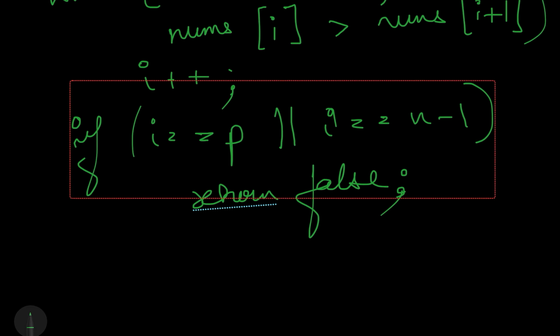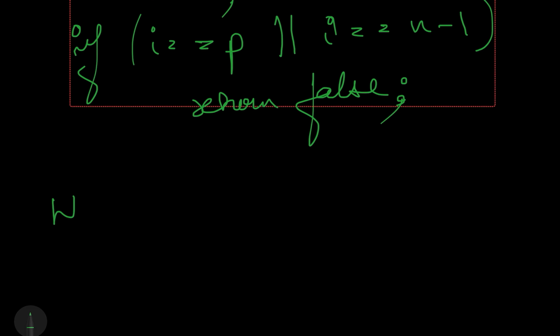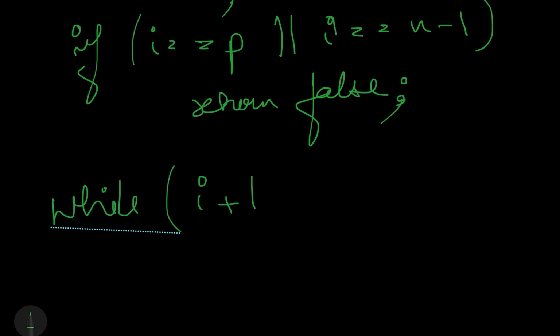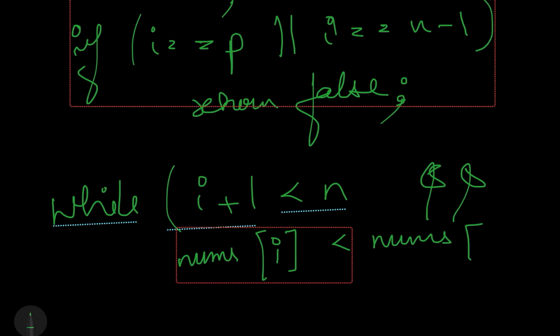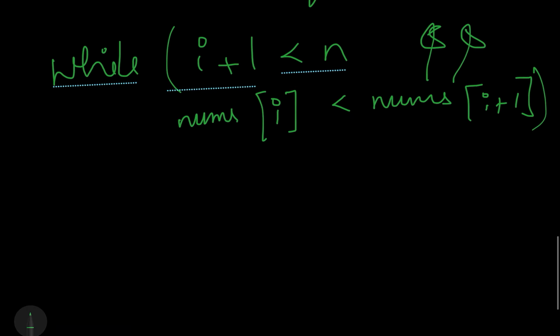Now simply we'll check for our last phase, which is again increasing: while I plus 1 is less than n, and again we have to check for increasing, nums of I is less than nums of I plus 1, and I plus plus.